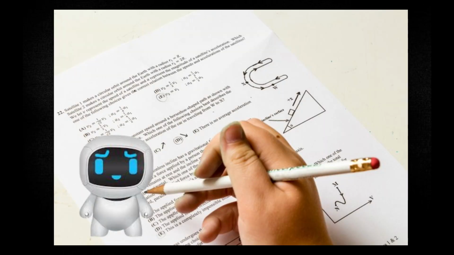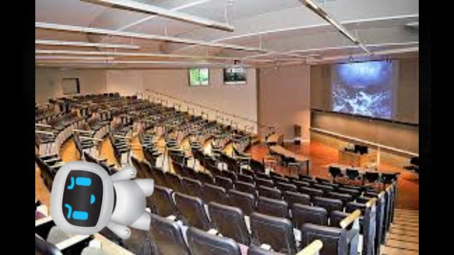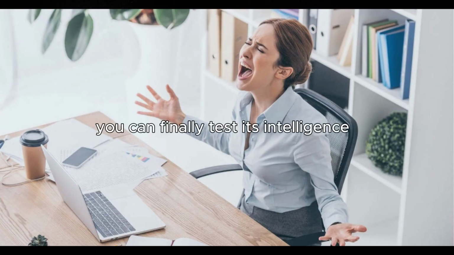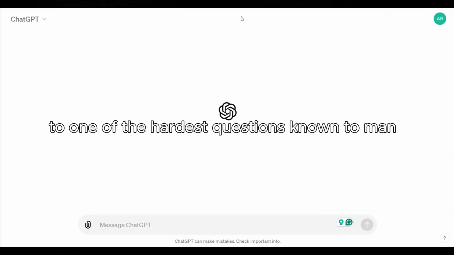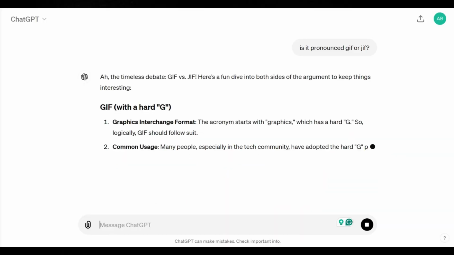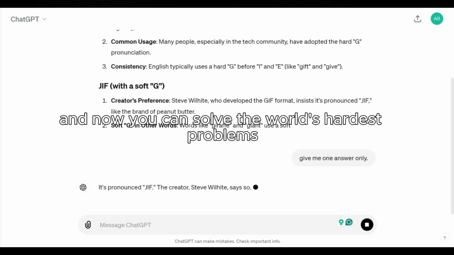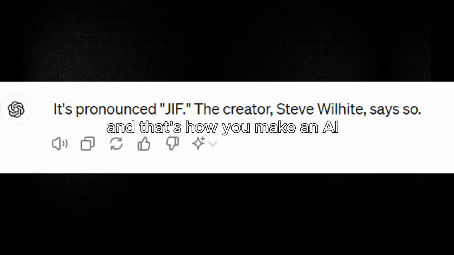The fourth and penultimate step is to test the model. Once it's finished school, university, and got a job, you can finally test its intelligence. Let's ask this one of the hardest questions known to man. And now you can solve the world's hardest problems. And that's how you make an AI.